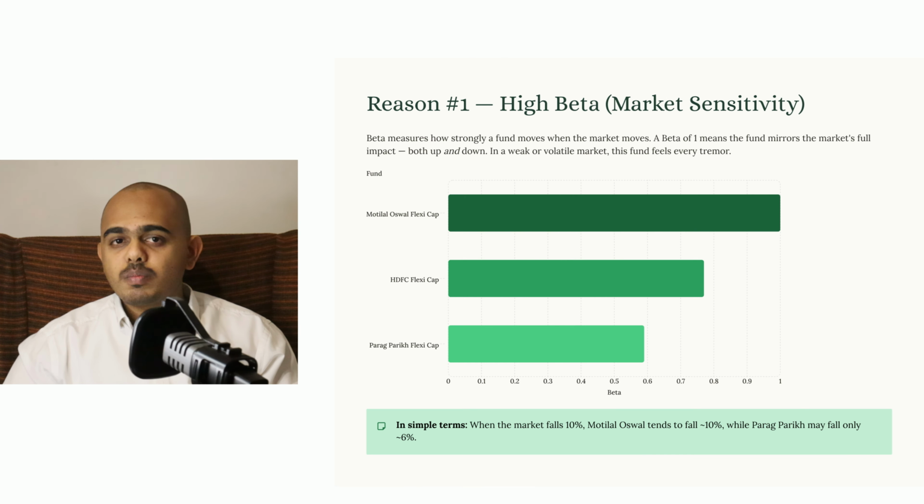Reason number one is beta. Beta simply means market sensitivity. In simple words, how strongly the fund moves when the market moves. Motilal Oswal has a beta of 1. The peers have 0.77 and 0.59. So in a weak or volatile market, this fund typically feels the full impact.